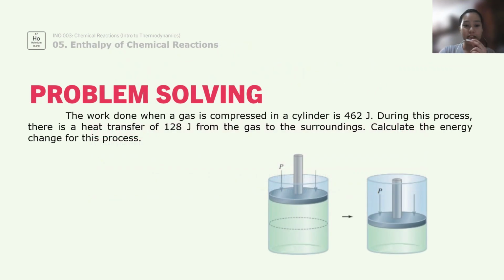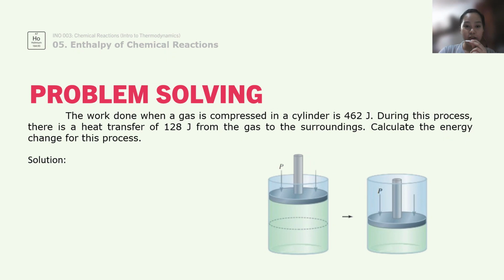Let us answer this sample problem involving internal energy, heat, and work. The work done when a gas is compressed in a cylinder is 462 joules. During this process, there is a heat transfer of 128 joules from the gas to the surroundings. Calculate the energy change for this process.